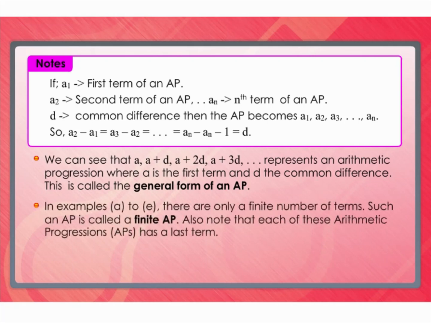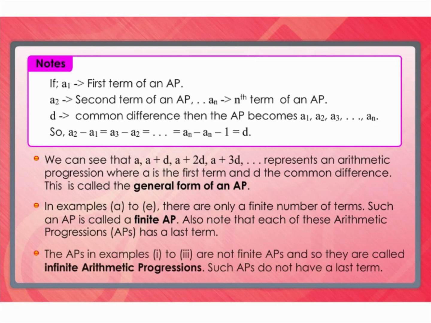In examples A to E, there are only a finite number of terms. Such an AP is called a finite AP. Also note that each of these arithmetic progressions has a last term. The APs in examples 1 to 3 are not finite APs, and so they are called infinite arithmetic progressions. Such APs do not have a last term.